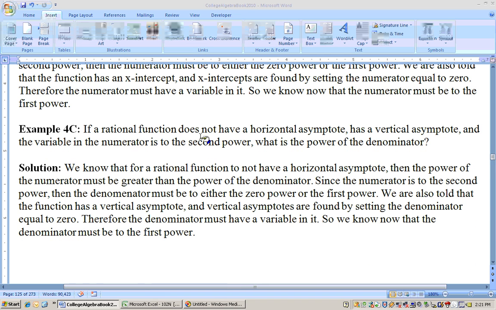Now this one, it says if a rational function does not have a horizontal asymptote, has a vertical asymptote, and the variable of the numerator is to the second power, what is the power of the denominator? Well, if this function does not have a horizontal asymptote, then that means that the power of the numerator is higher than the power of the denominator. Okay, well, the power of the numerator is the second power, so that is higher than the power of the denominator. So the denominator must be either to the 0 or to the first power. Now it has that vertical asymptote, so there must be a variable down in the denominator, so it has to be therefore to the first power.